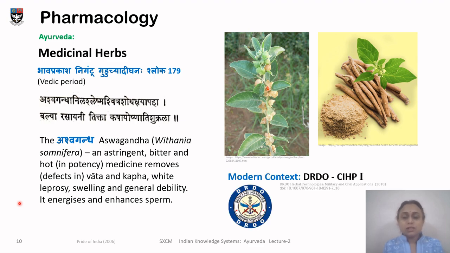The relation to current modern day time is that the Defense Research and Development Organization of the Ministry of Defense, Government of India has used ashwagandha along with 14 other commonly used herbs into what is known as the Composite Indian Herbal Preparation 1. It's a mixture of 15 commonly used Indian herbs, which they are using to enhance, to boost the strength of our soldiers, of our Jawans.